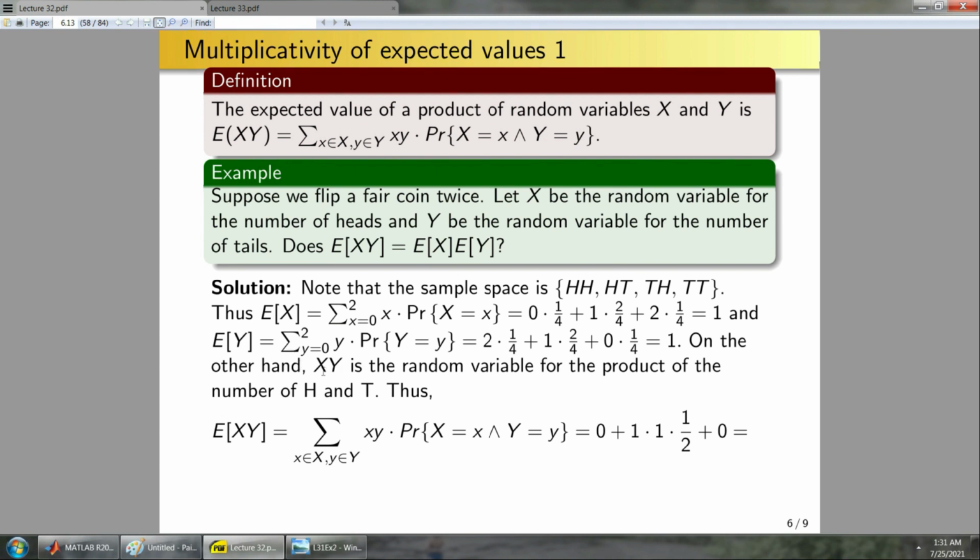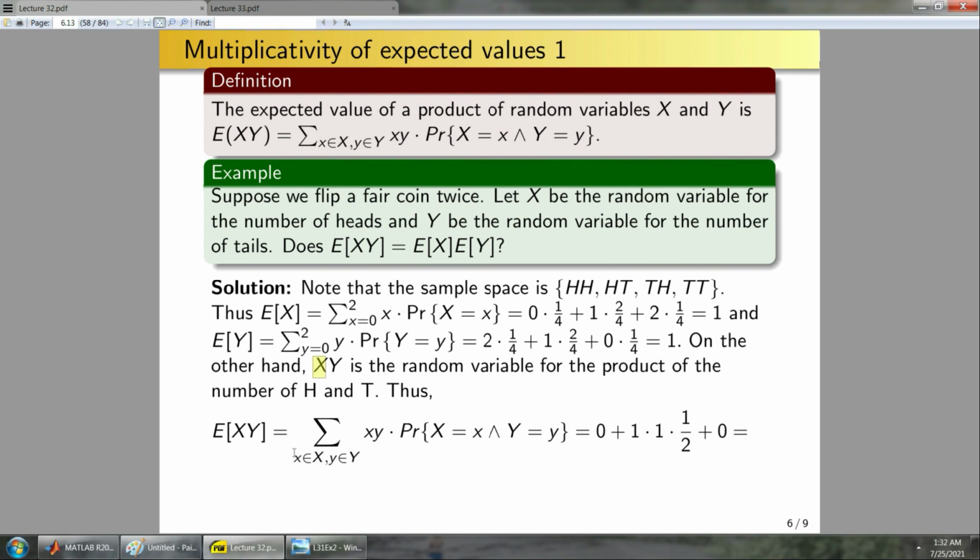So if x is equal to 0, so if I have 0 heads, that tells me that I have exactly 2 tails, right? So when I pick a value for x, that forces a value for y in order to have a non-zero probability.